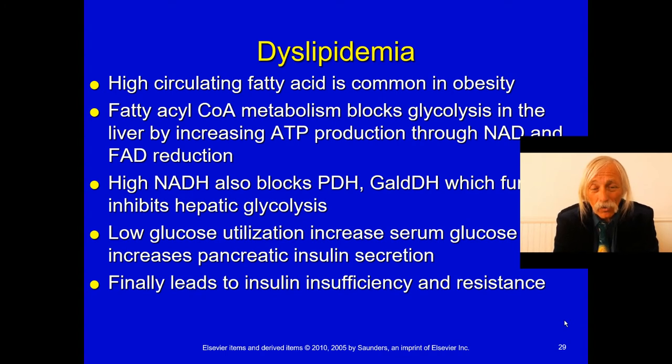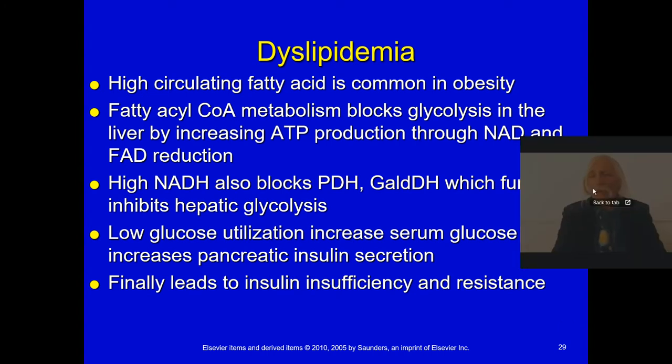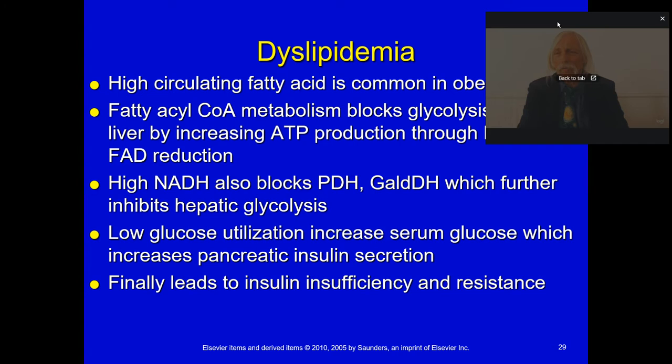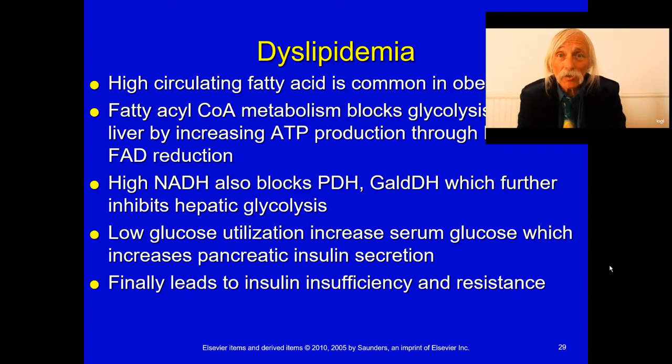All right, so low glucose utilization increases serum glucose. Let me move my wonderful video image there. So low glucose utilization increases serum glucose, which increases pancreatic insulin secretion. So you get more insulin. Finally, that leads to insulin insufficiency and resistance. Because remember, you start getting damage to those islet cells, those beta cells in the pancreas, because of an excessive amount of signaling through them, an excessive amount of insulin production and secretion.